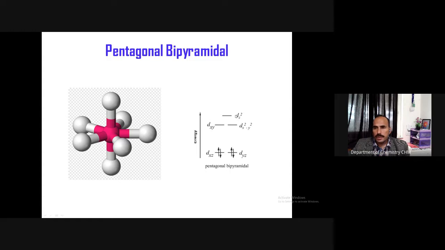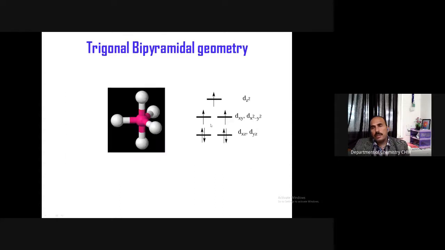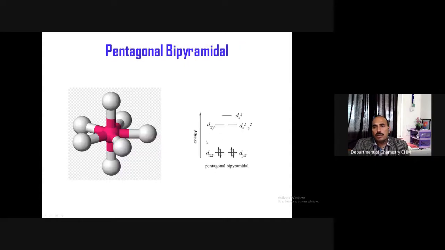All right, dxy and dx square minus y square, compared to a trigonal bipyramidal, you can see which is almost in between the two. The energy of the dxy and dx square minus y square is almost in between, close to the very center, like the energy is almost not affected, right? Higher. However, if you look over here, they are also higher in energy, dxy and dx square minus y square.